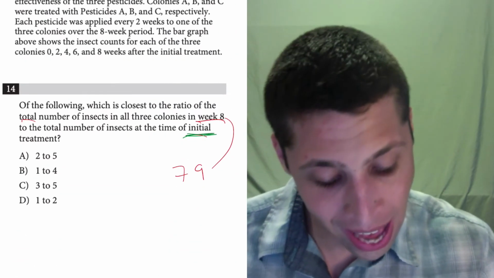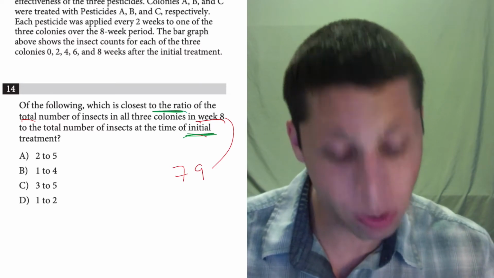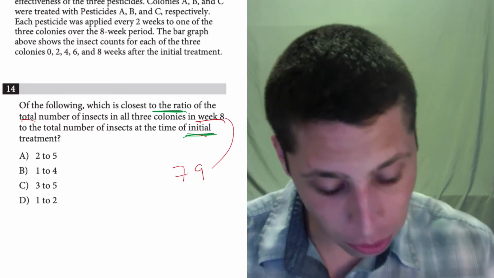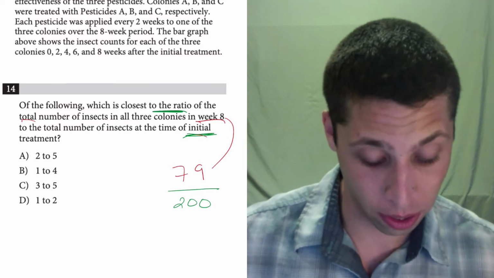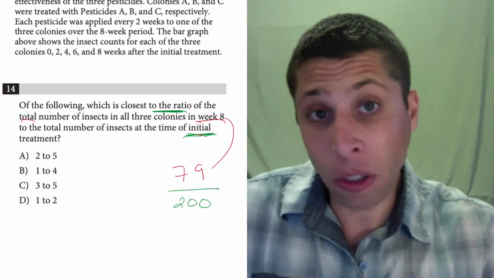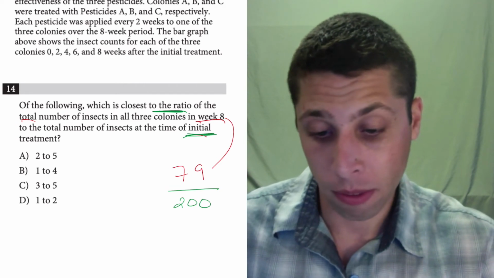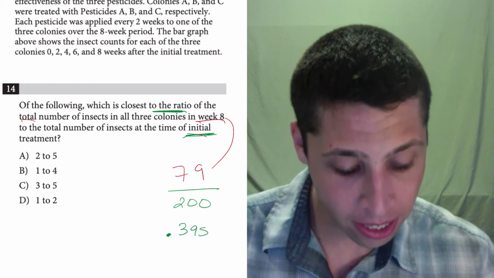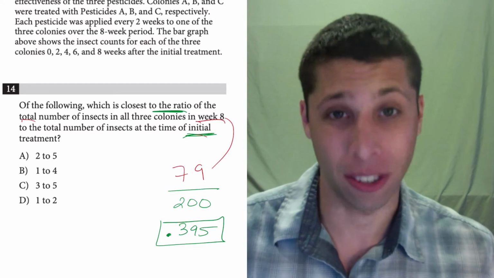So if that is the initial, think about what they're telling us to do. They want us to make a ratio, and a ratio is basically a division problem. So really what we're looking at is 79 divided by 200. And a division problem, again, if I have a calculator, it's easy to do. 79 divided by 200 is 0.395. But that's not an answer.